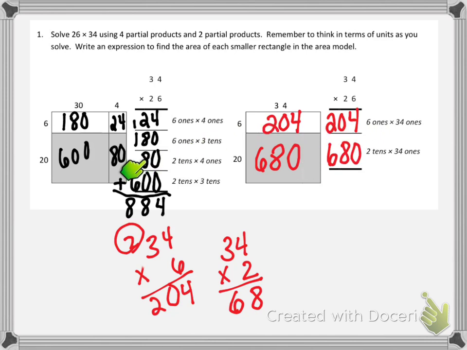And what are we going to do with these 2 partial products? We're going to add them just like we added in our 4 partial products. And we get 4 ones, 8 tens, and 8 hundreds. Same thing, 884. So boys and girls, we're trying to get away from the 4 partial products and moving into the 2 partial products.